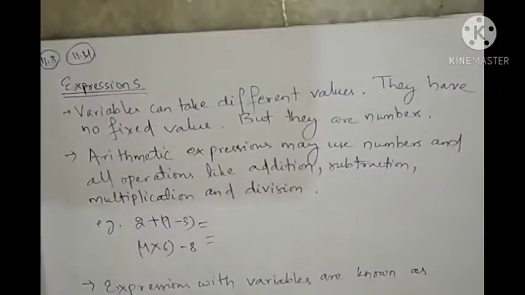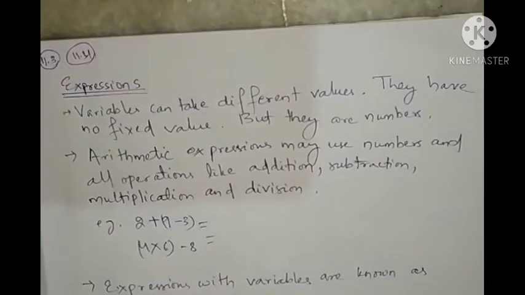Good morning, students. Today we'll go to the next part, that is expressions. This is the next part of the algebra chapter. In the last two classes we have studied what algebra is, what variables are, and how we use variables in different rules, like numeric rules, arithmetic rules and geometric rules. Today we'll see what an expression is and how it is formed.